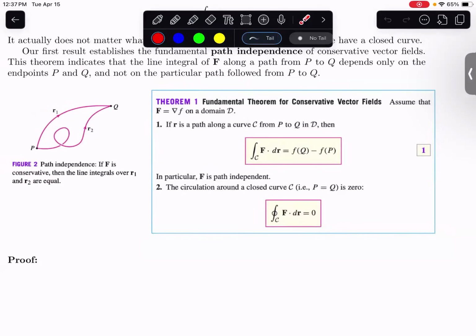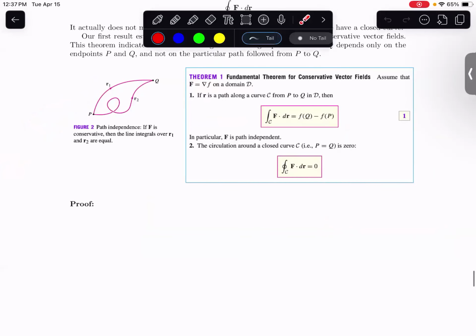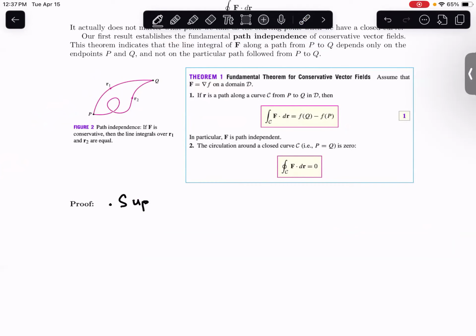Before going through an example, we're going to prove this theorem, and it really isn't too bad to prove, in complete honesty. It just relies on the fundamental theorem of calculus. We're going to suppose one thing: that our vector field F is conservative, meaning that it's equal to the gradient of little f on our domain D.